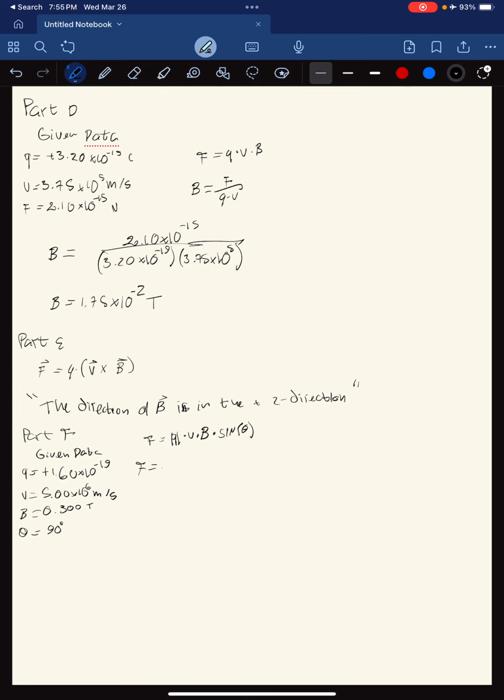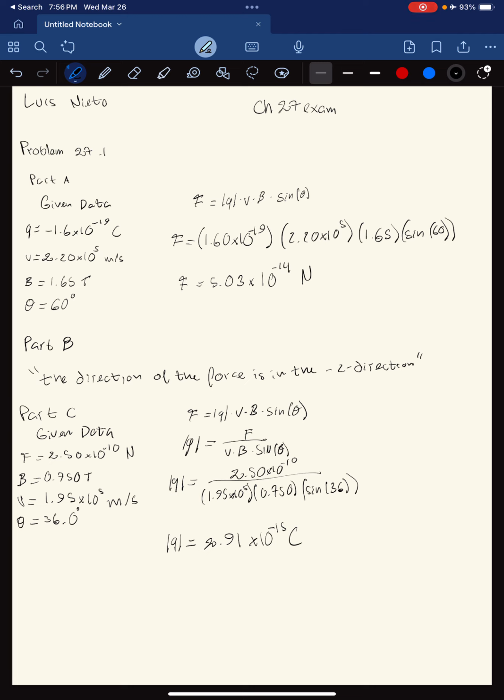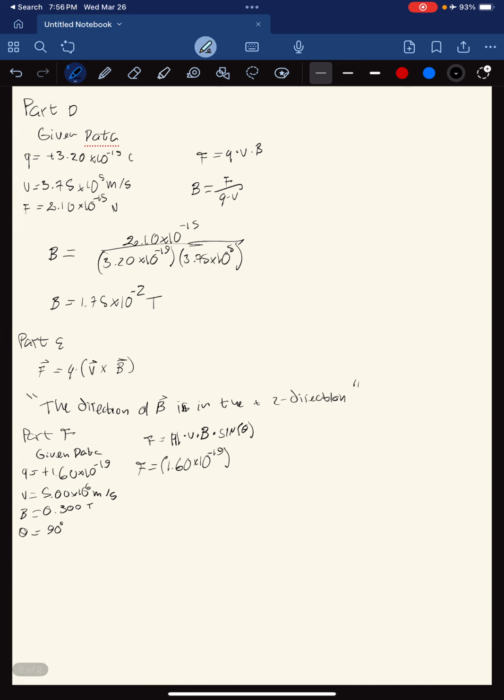All right, magnetic force is 1.60 × 10^-19. So we have the absolute charge. I didn't explain this in the first part. Look at this part right here, it's negative, and here it's positive because it's an absolute charge. So we've got to change that. A lot of people commit errors on that, but it's the absolute value, so we've got to change it to positive, right?